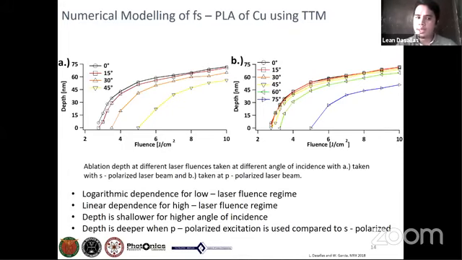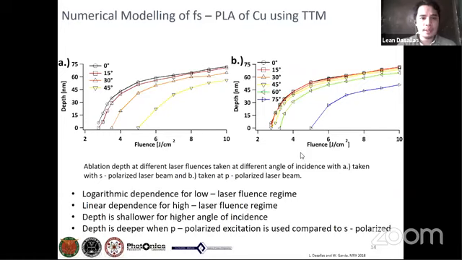Now, I would say the experimentally verifiable output of the two temperature model is to determine the depth of the crater formed by the pulse laser ablation. So in this slide, we determine the depth at different angle of incidence and polarization. And we see that they follow two different regime. At low laser fluence, the depth as a function of fluence follow a logarithmic behavior. However, at high laser fluence, they behave almost like a straight line.